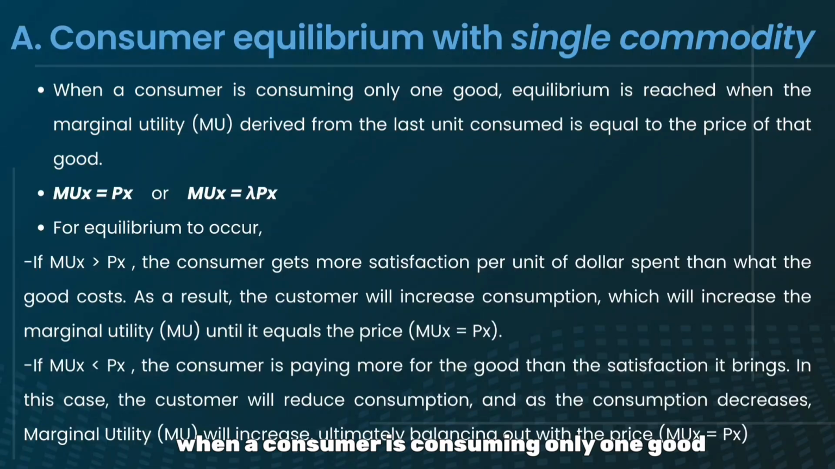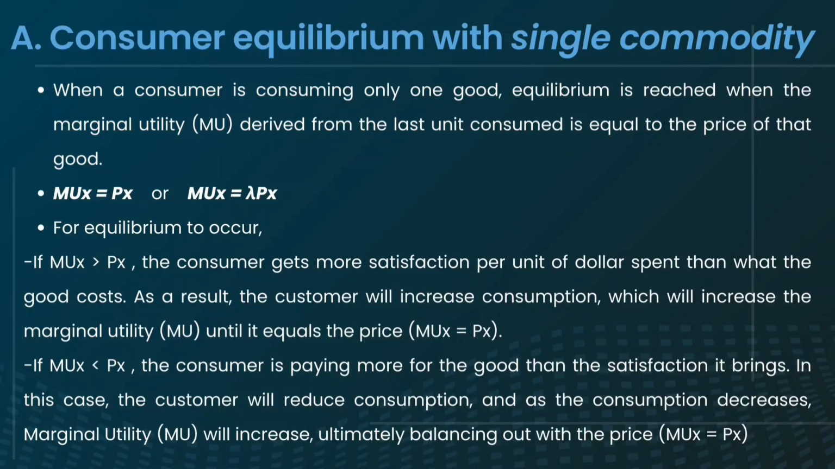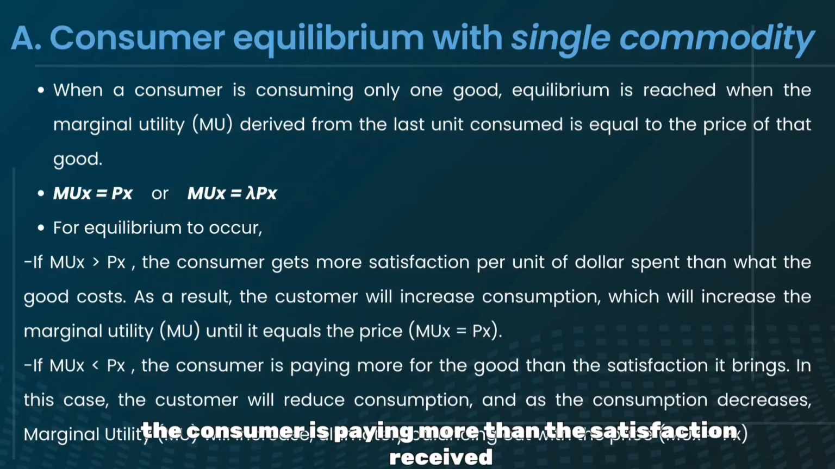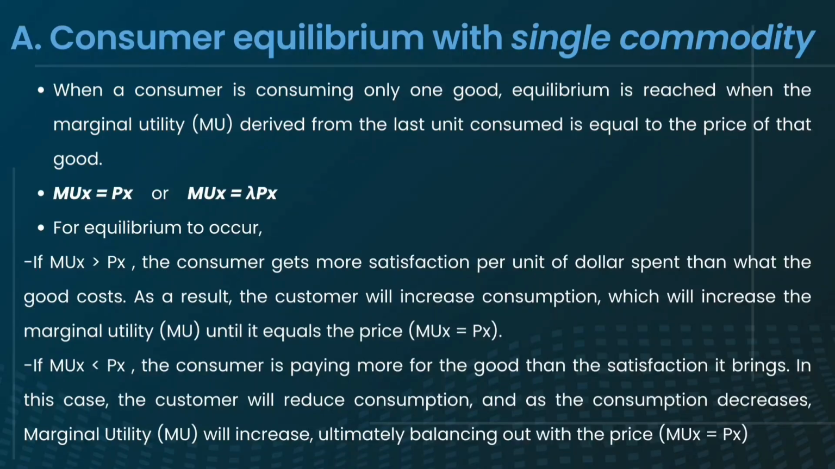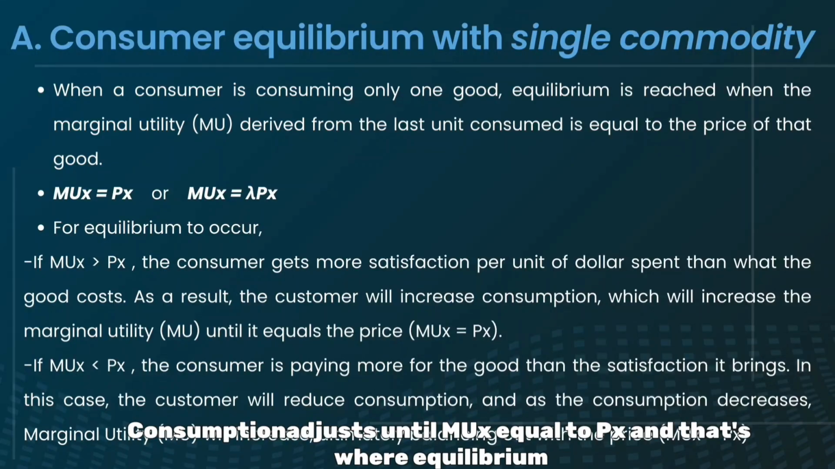When a consumer is consuming only one good, equilibrium is reached when the marginal utility of the last unit consumed equals the price of the good. So the condition is MUx equals Px. If MUx is greater than Px, the consumer is getting more satisfaction or benefit than the price paid, so consumption will increase. If MUx is less than Px, the consumer is paying more than the satisfaction received, so consumption will decrease. Consumption adjusts until MUx equals Px, and that's where equilibrium is achieved.